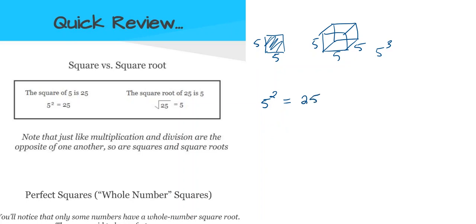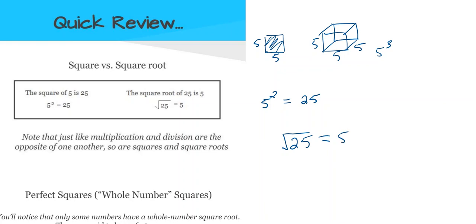Okay, but now if I want to go backwards, if I was given 25 and I wanted to get back to the 5, that's where the square root comes in. You can square something to get 25, and then you square root it. What would you get if you take the square root of 25? It gets you 5, right? So that's the way of going back and forth.